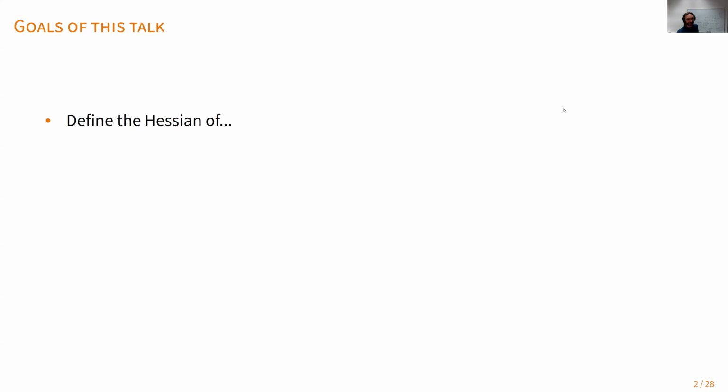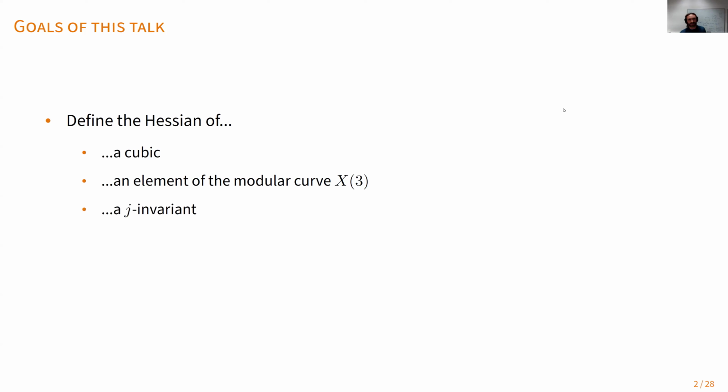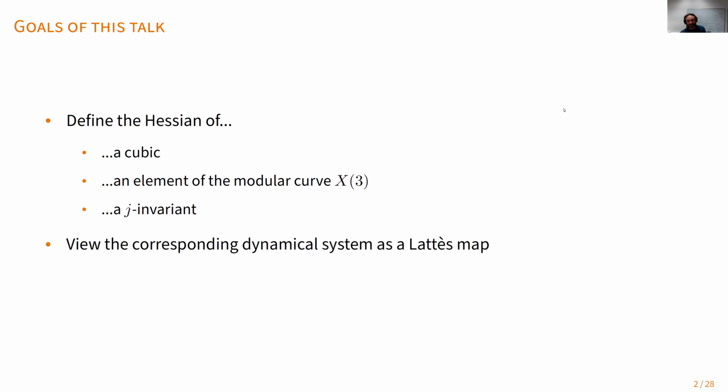So yeah, I will start my talk by just recalling the definitions of what is the Hessian map. So we will start with the Hessian of a cubic because it's a construction that works over geometric objects. And then we will try to view the Hessian also as a map over the modular cube of level 3. So something operating on isomorphism classes together with three torsion bases. And only then we will view it also as a map on j-invariants, which will be actually the main thing we will consider later on in the talk.